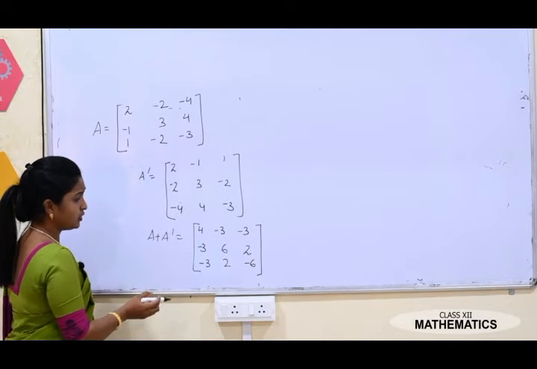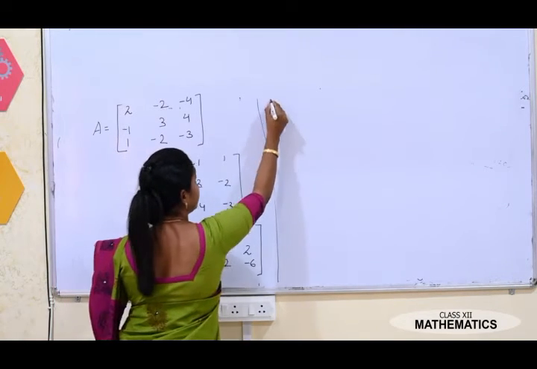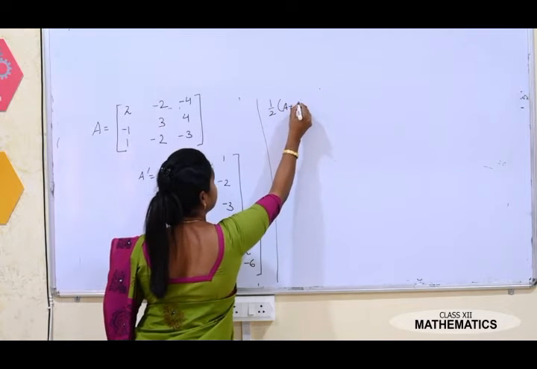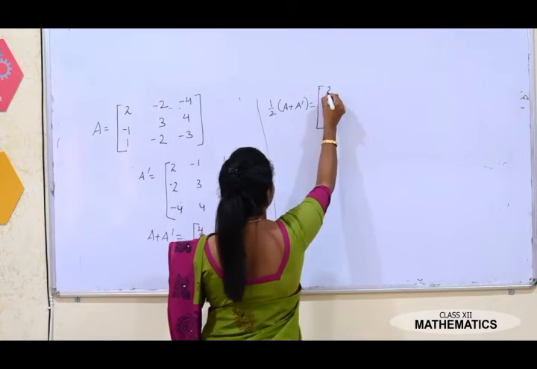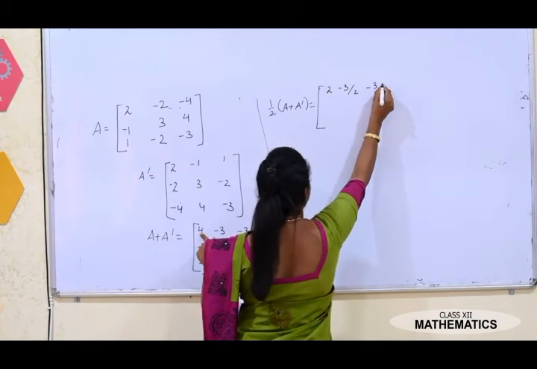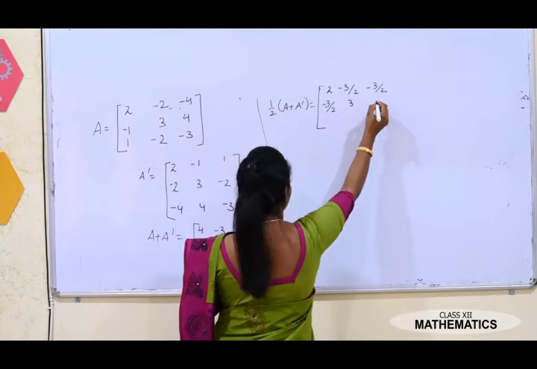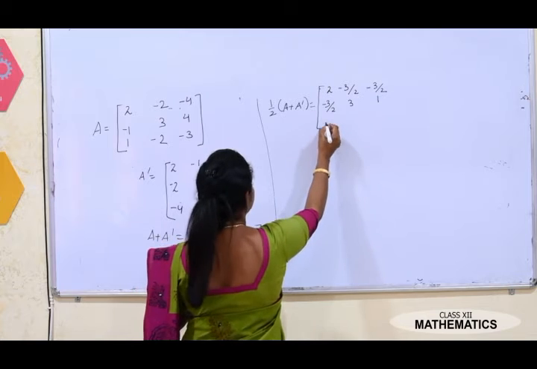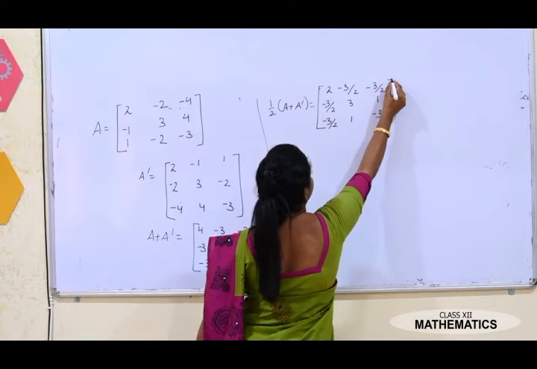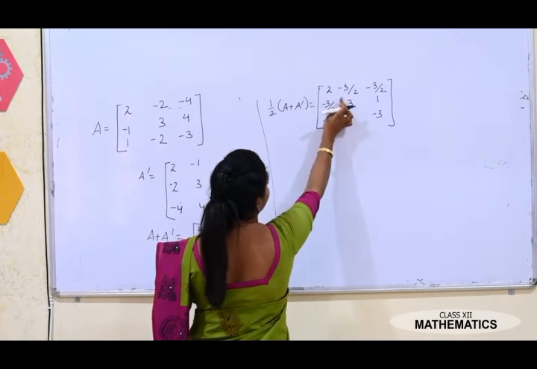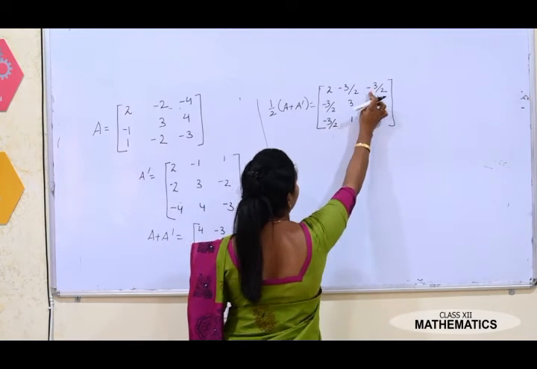Okay, now look here, you will divide by 2. When you divide it, what you will get: half of A plus A dash is equal to 2, minus 3 by 2, minus 3 by 2, then minus 3 by 2, 3 and 1, here it is minus 3 by 2, 1 and minus 3. Look at the diagonal elements 2, 3 and minus 3.